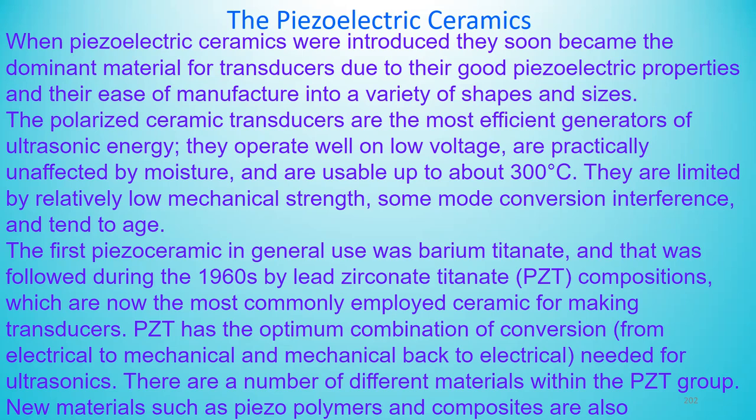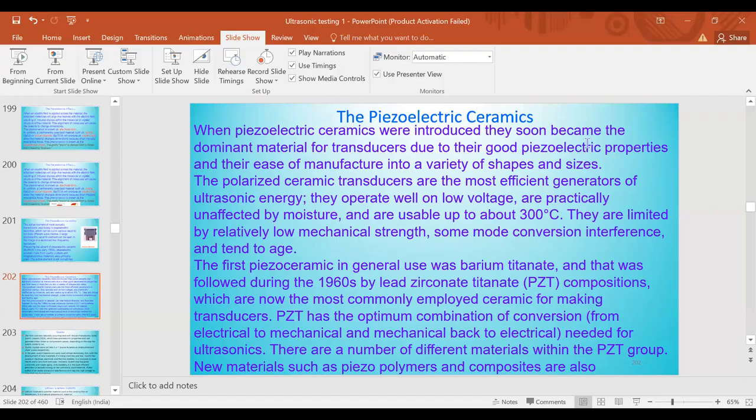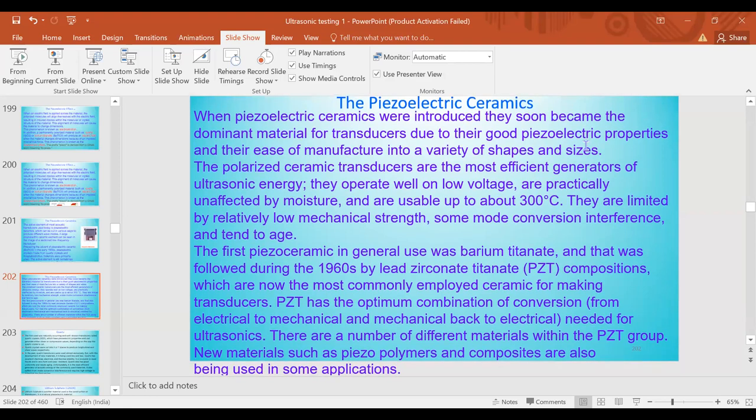The first piezoceramic in general use was barium titanate. That was followed during the 1960s by lead zirconate titanate compositions, the most commonly employed ceramic for making transducers. PZT has an optimum combination of conversion from electrical to mechanical and back to electrical, as needed for ultrasonics. There are a number of different materials within the PZT group. New materials such as piezo polymers and composites are also being used in some applications.